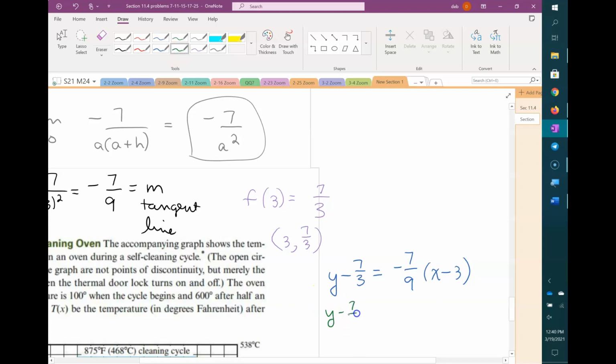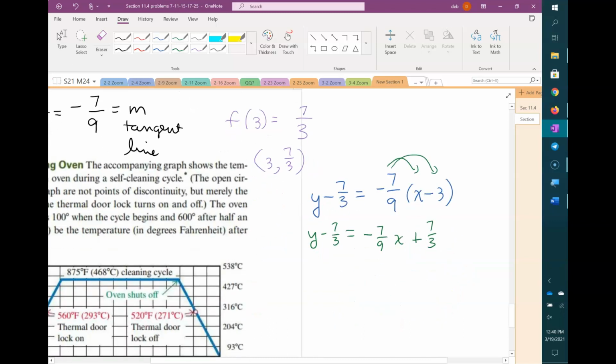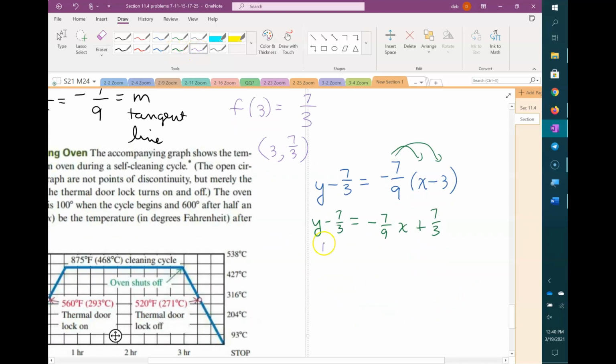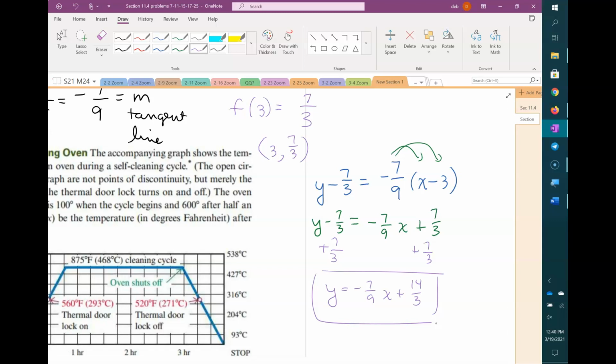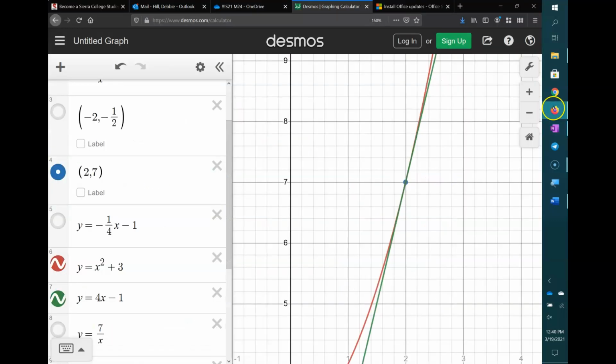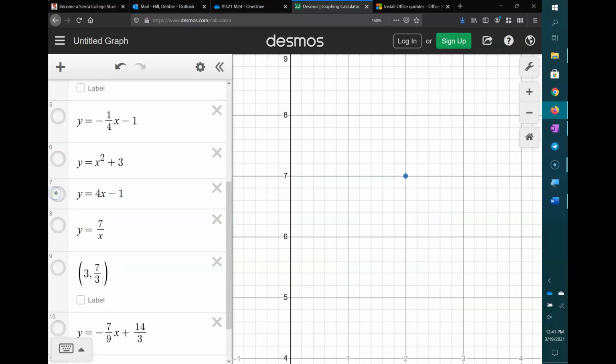So y minus 7/3 equals negative 7/9 x plus 7/3, and then add 7/3 to both sides and get y equals negative 7/9 x plus 14/3, and that's our equation of our tangent line at the point when x equals 3. So again, let's go look at the graph. I just find this really helpful.